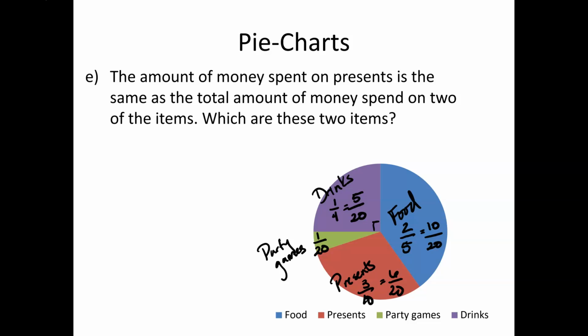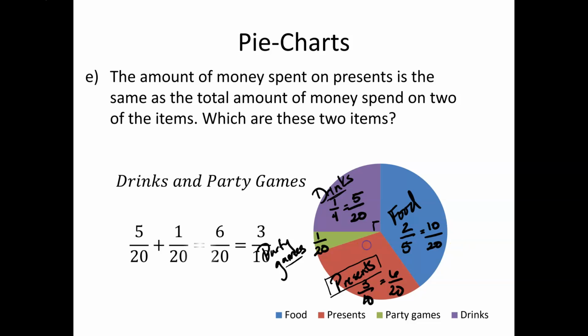Okay, letter E says the amount of money spent on presents is the same as the total amount of money spent on 2 of the other items. Which are these 2 items? Well, there's the answer. Didn't mean to show that so quickly, but let's figure this out. So we changed everything to 20ths earlier, right? And we're looking for 2 items that together are going to equal 6/20. Well, when I look at drinks, which is 5/20, and party games, which is 1/20, I can see that adding those together is going to give me the same amount as presents. And so that's my answer for that one.